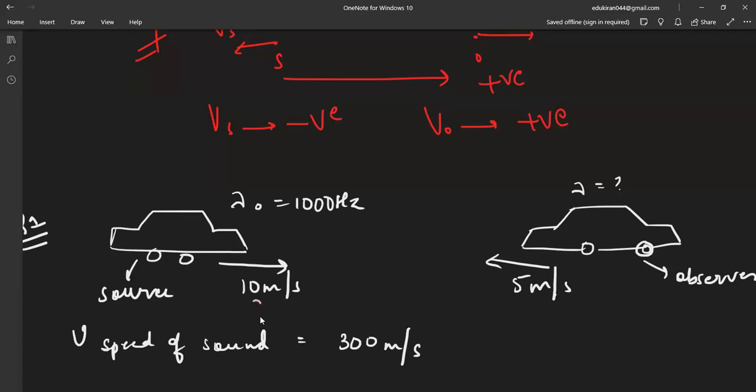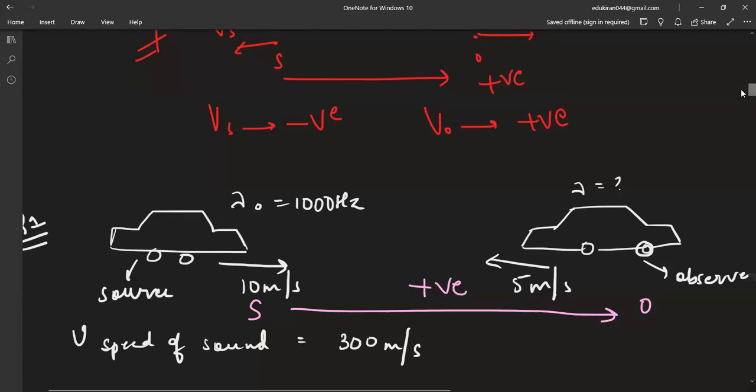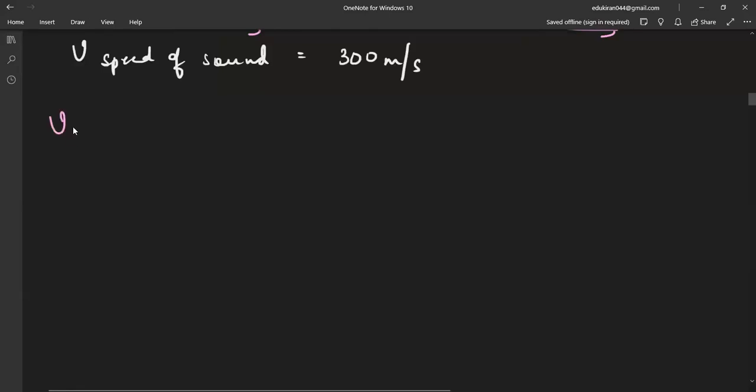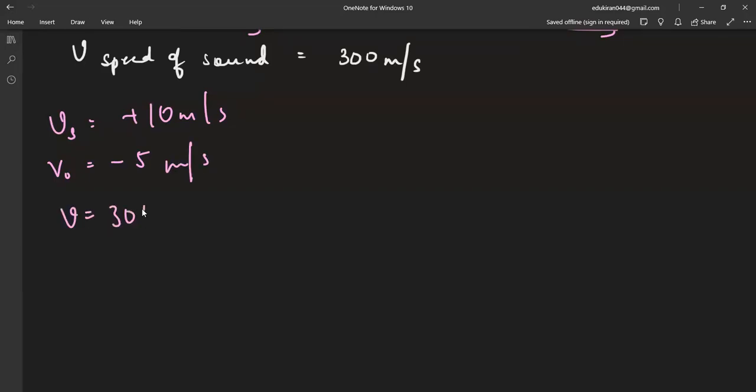So see, this is the source, this is the observer. Source to observer, this direction will be positive. So for us, speed of the source will be plus 10 meters per second, while the speed of observer will be negative, minus 5 meters per second, because it was moving towards it, no? And velocity V is given as 300 meters per second. And what else do we have? Frequency. Frequency is 1000 hertz.